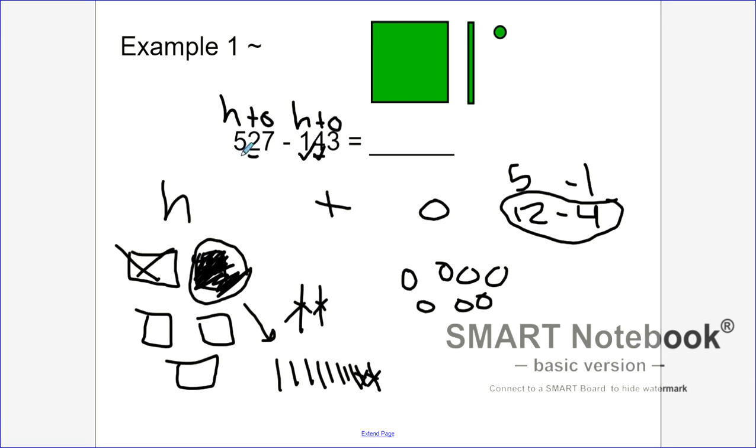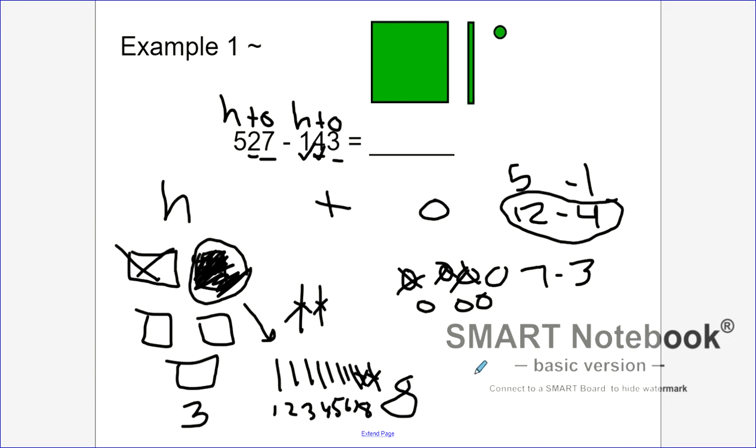The final step we have is to take a look at 7 and 3. 7 is bigger than 3. The first digit is bigger than the second digit. No regrouping required. We just do it like normal. 1, 2, 3. So let's take a look here. I have 3 hundreds left over. I have 1, 2, 3, 4, 5, 6, 7, 8 tens after I crossed out the 4 tens. So the middle number is going to be 8. And I've got 1, 2, 3, 4 ones.